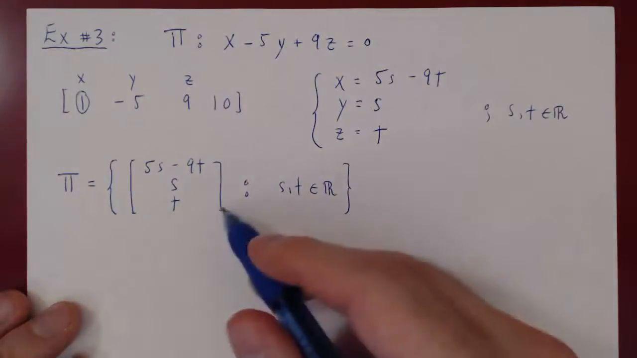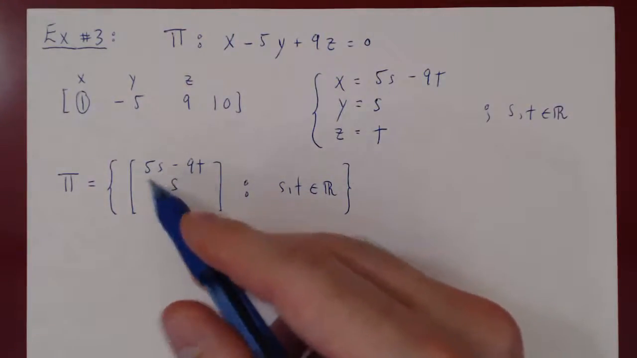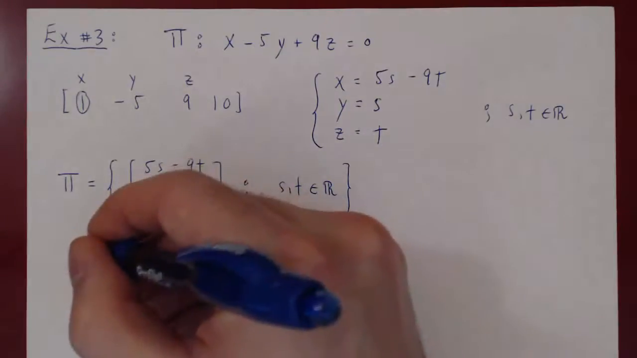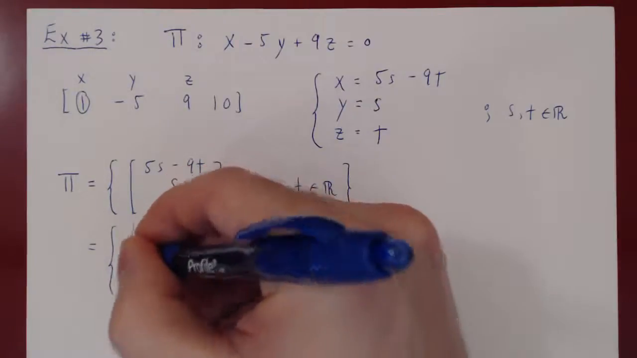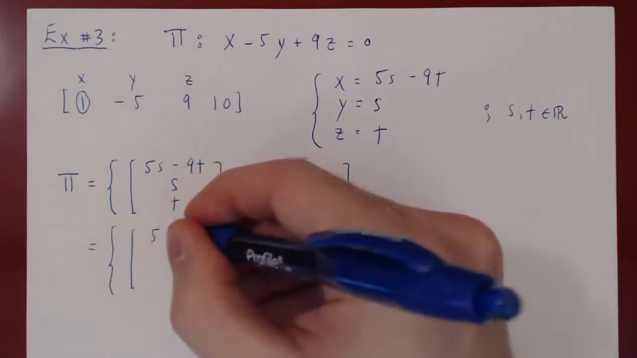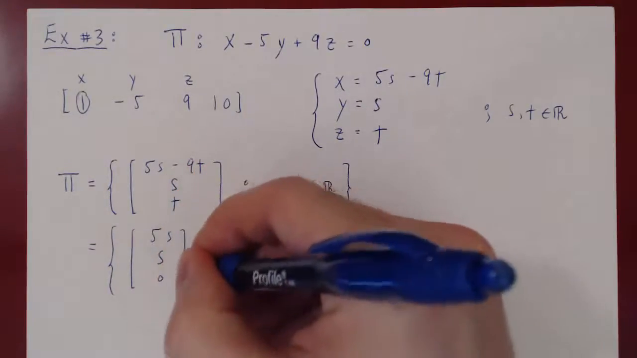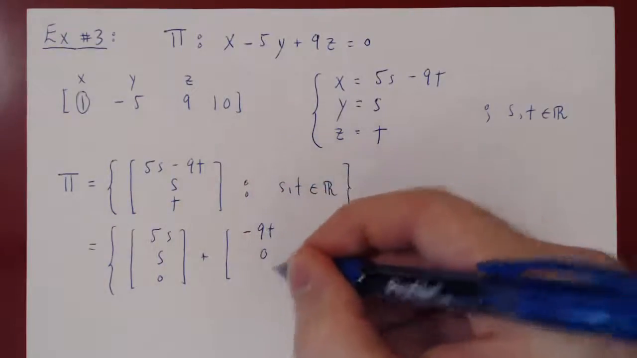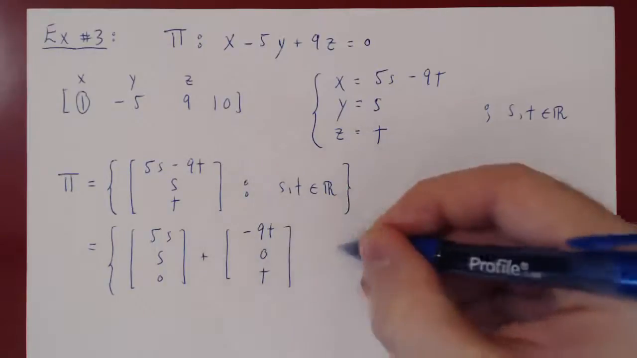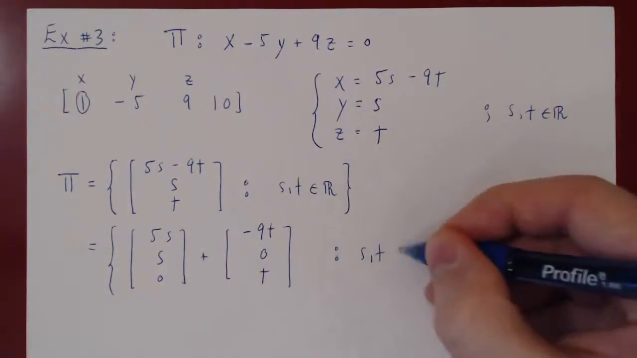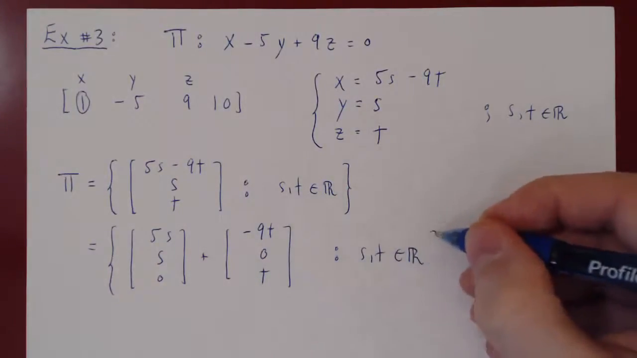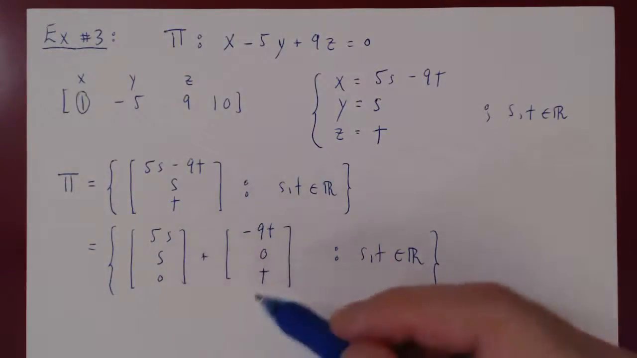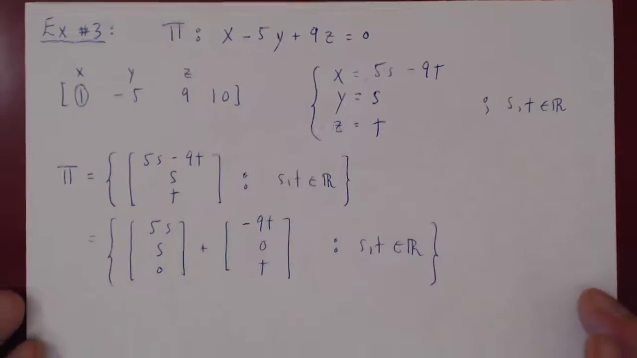Well, let's break up this vector as a sum of two vectors, the ones with s's and the ones with the t's. So vector 5s, s, 0, plus vector negative 9t, 0, t. And finally, let us factor from this vector s and this vector t.